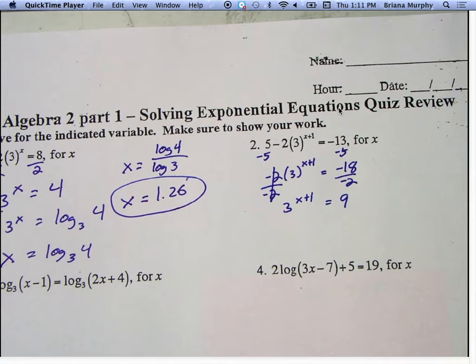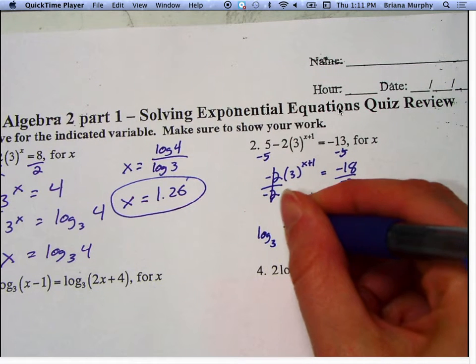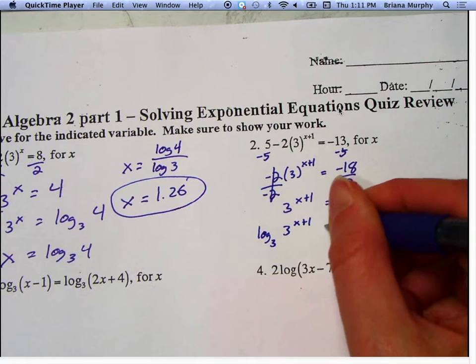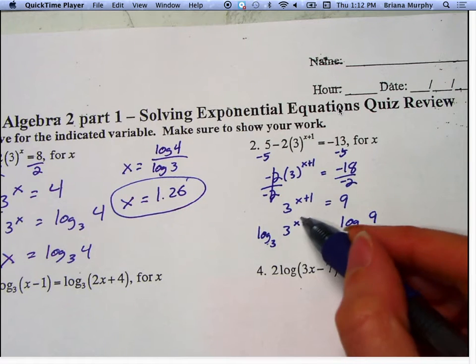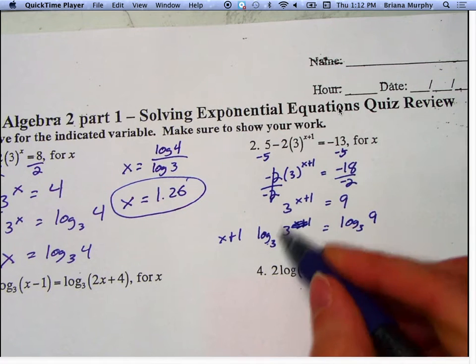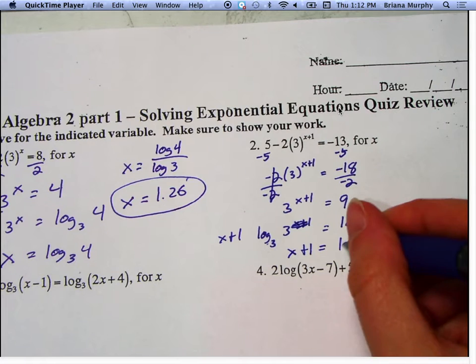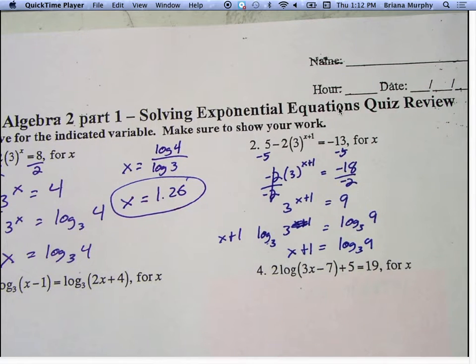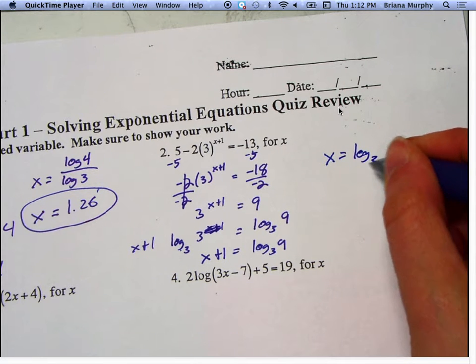Okay? So now you can't divide by 3. You've got an exponent you don't know. So what do we do to undo an exponent? Log. So we're going to take log base 3 of 3 to the x plus 1 equals log base 3 of 9. The x plus 1 goes to the front because of the power rule, and then log base 3 of 3 just gives us 1. So we get x plus 1 equals log base 3 of 9. Then we're going to subtract the 1 from it, so we get x equals log base 3 of 9 minus 1.